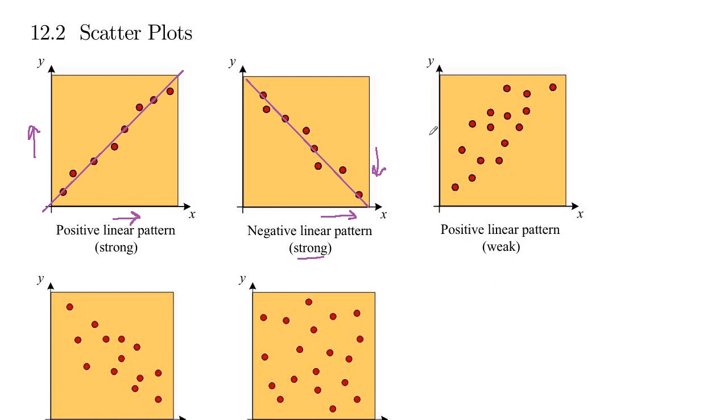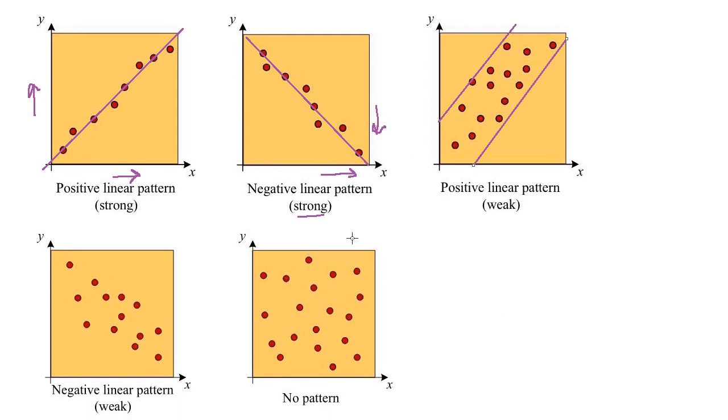Now this one trends from lower left to upper right, but the data are not really close to any one line. So we would call that a positive linear pattern again, but it's weak, because they trend from lower left to upper right but they're not close to one line. And same thing over here, but a negative linear pattern. These trend from upper left to lower right, but they're not really close to one line. So it's a negative linear pattern, but weak.